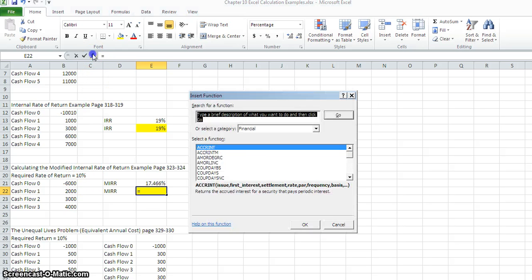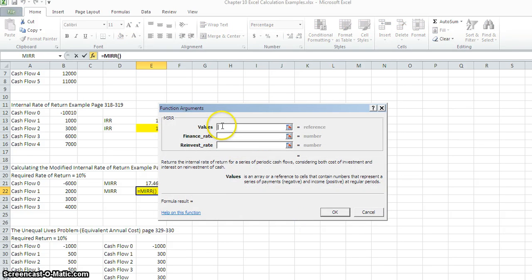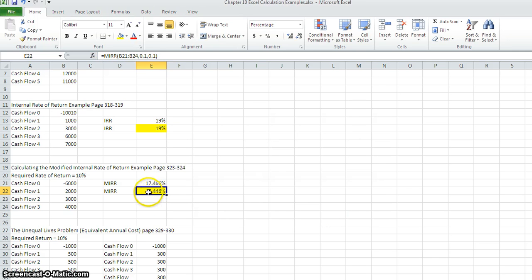So to do this, we're going to go to f of x, find MIRR, we hit OK. The values we're going to do the same way again, but I'm going to put my finance rate in. It says the interest rate you pay on the money used in the cash flows, and the reinvestment rate. This is the more important criteria. And it says based on this reinvestment rate, it would be a 17.446% rate of return.